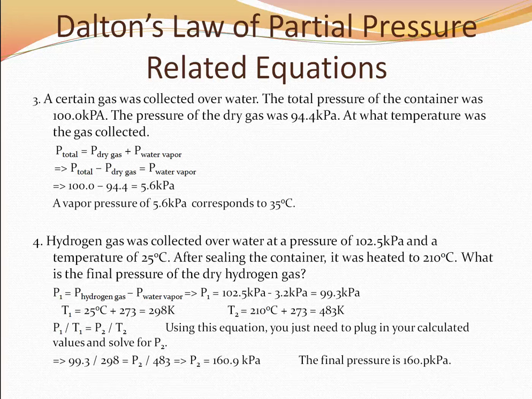In order to convert from degrees Celsius to Kelvin, you just need to add 273. So temperature 1 equals 25 degrees Celsius plus 273, which equals 298 Kelvin. T2 equals 210 degrees Celsius plus 273, which equals 483 Kelvin.